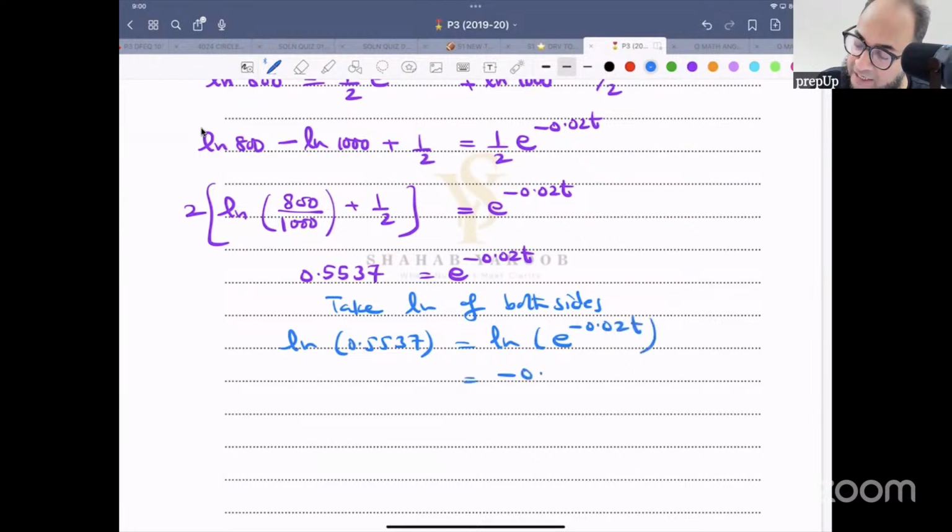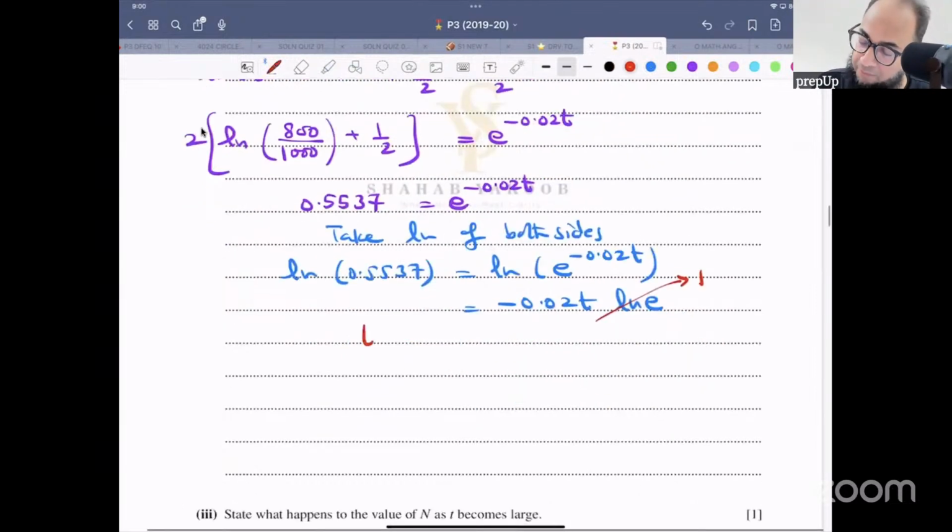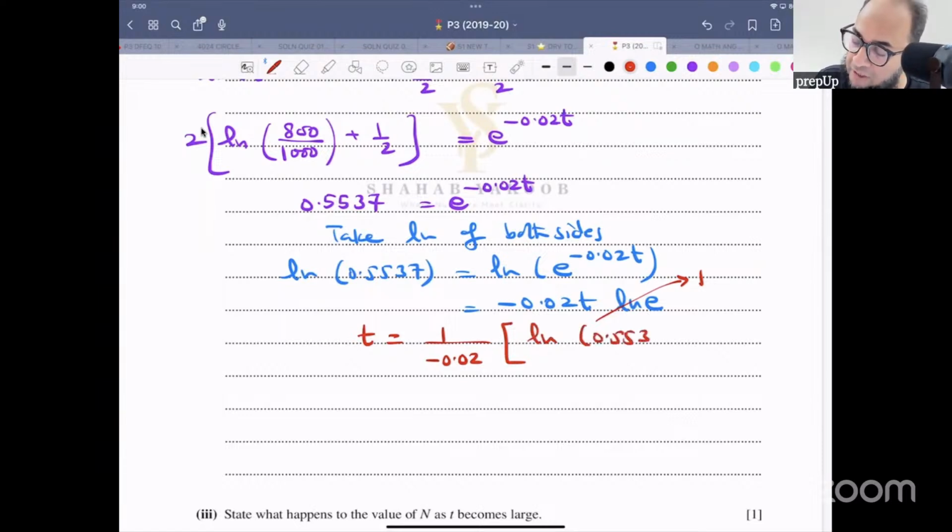That is negative 0.02t ln e. We know that ln of e is 1. Therefore, t is 1 over negative 0.02, and this is ln of 0.5537. And this answer is coming out to be how much? t is coming out to be 29.56. Therefore, t comes out to be 29.6.